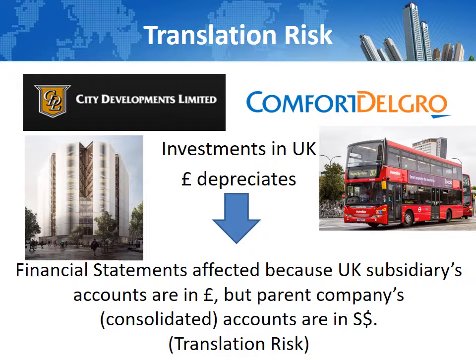So you have this effect of balance sheet shrinkage. So financial statements affected because UK subsidiaries accounts are in pounds, but parent companies consolidated accounts are in Sing dollars. This is translation risk, and as we say, it can cause balance sheet shrinkage. And why is that a problem? We'll talk about that in the next slide.